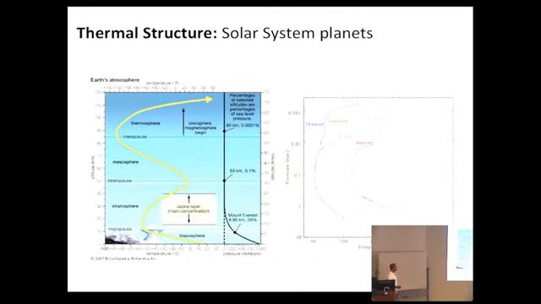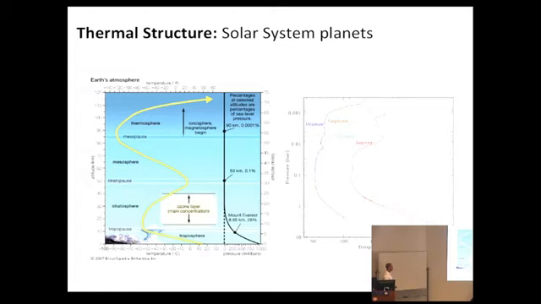Changing gears again, we're going to talk about the thermal structure now. I introduced this topic by referencing back to the thermal structures of the atmospheres of planets in the solar system. Here's Earth's thermal structure, which is extremely important for our existence, and the thermal structures of the giant planets. An interesting common thread between these thermal profiles is the existence of thermal inversions.